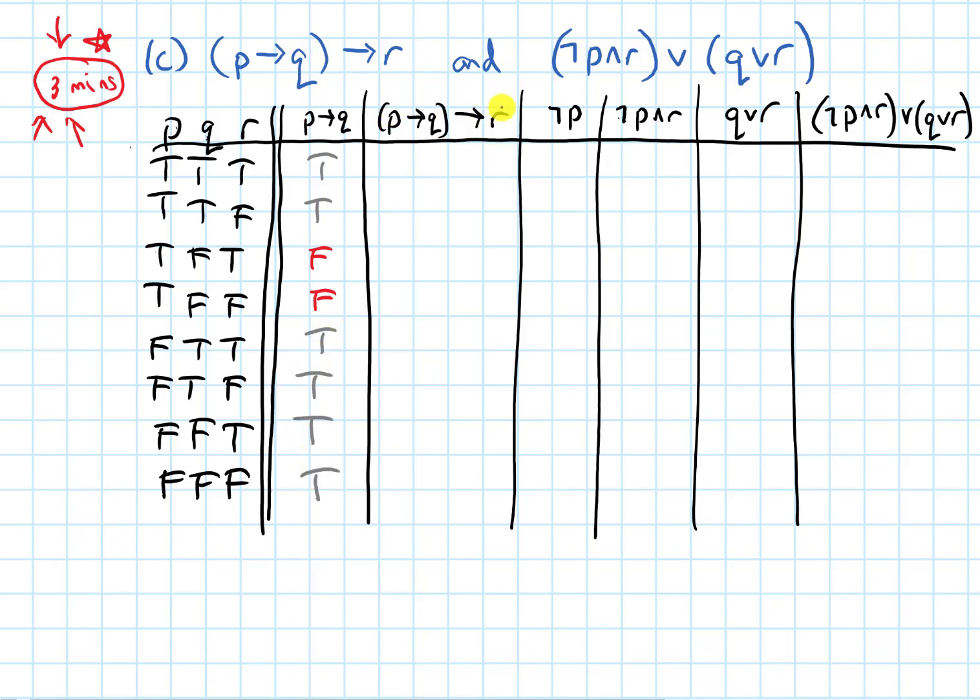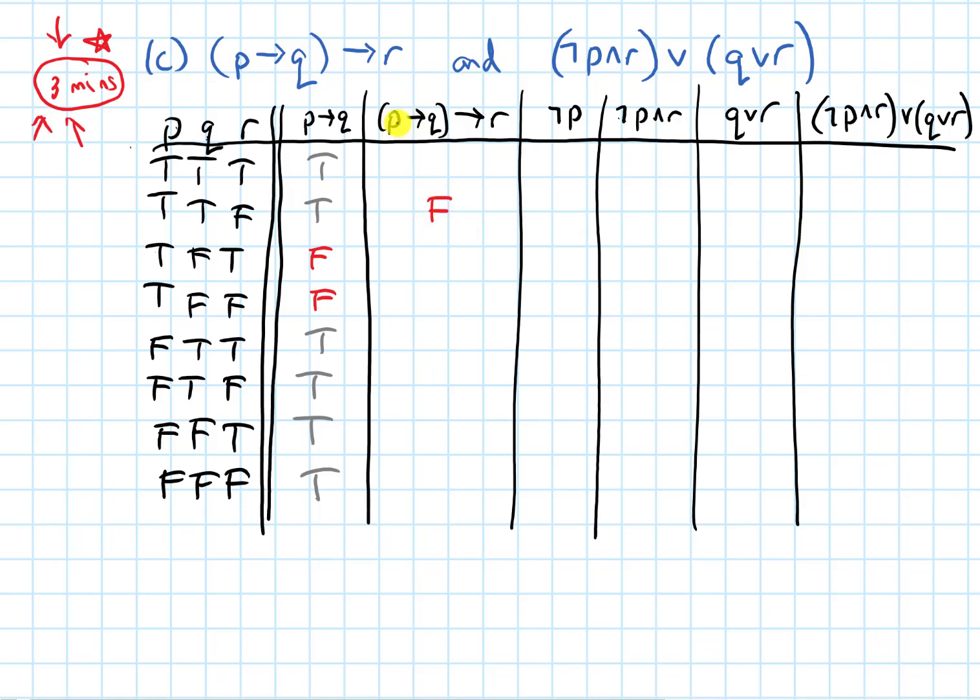And from there, I can form this next column. So this is another implication. The first part is the previous column, P implies Q. And the conclusion is R, which is this column. Okay, so for this implication to be false, the first part needs to be true, and the second part needs to be false. So let's see, that happens in the second row. First part is true, second part is false.